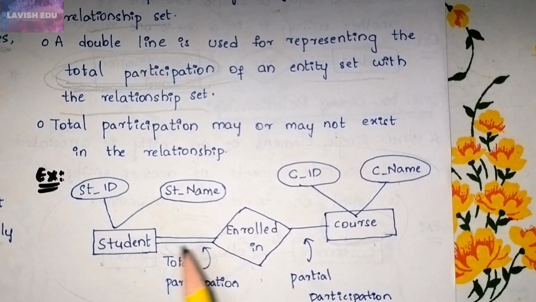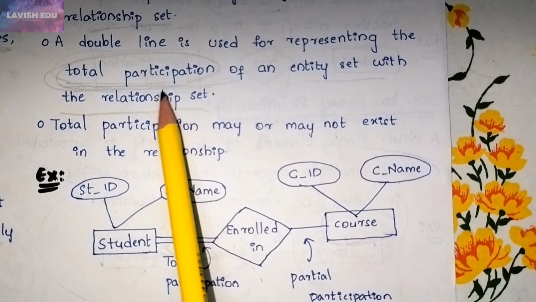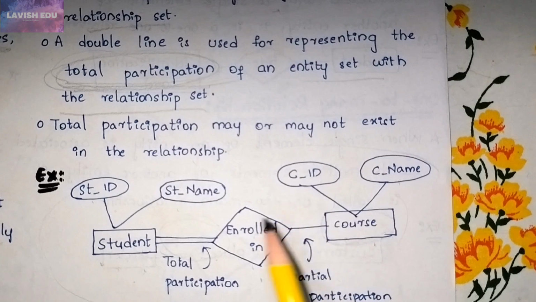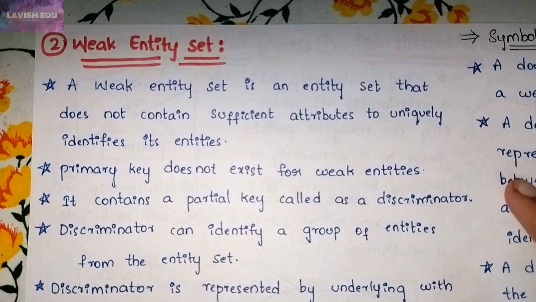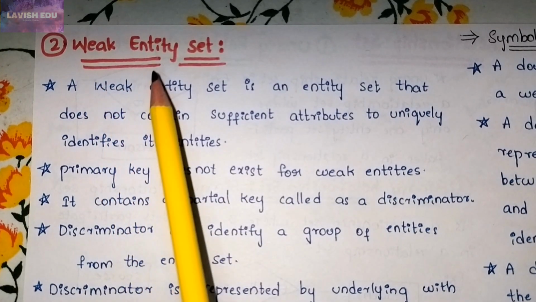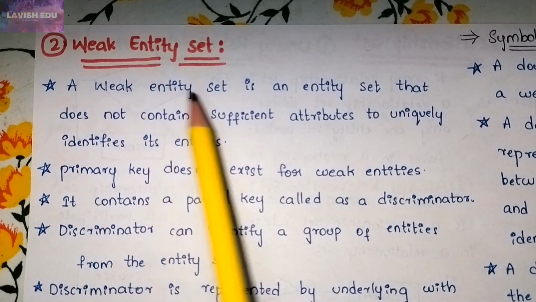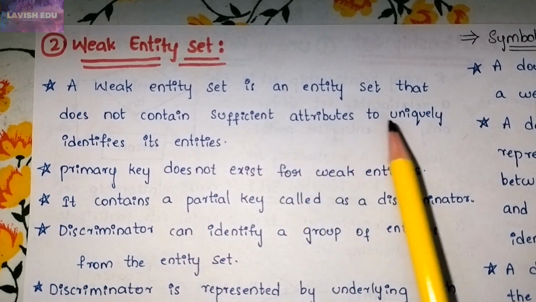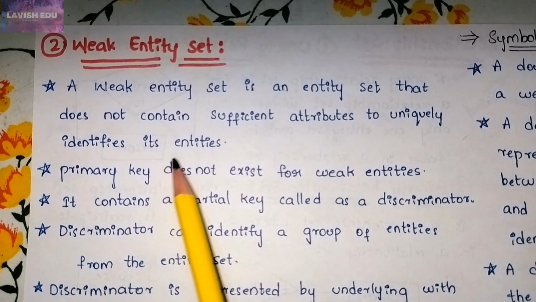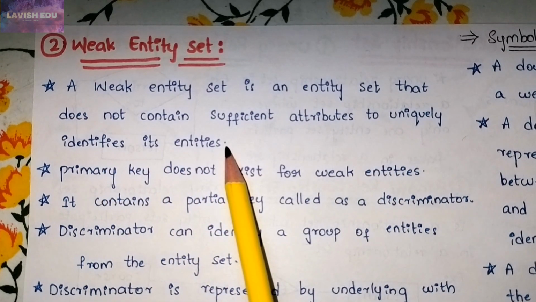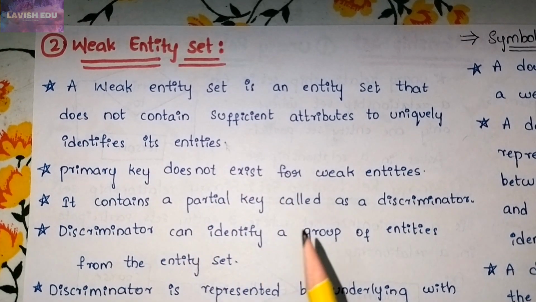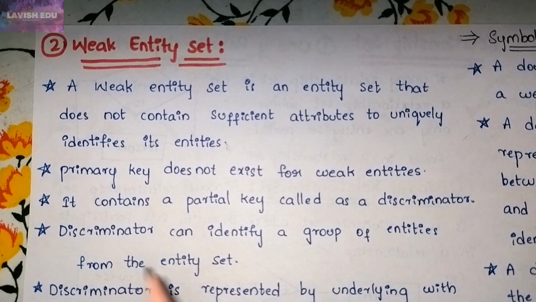In this way, we can represent the total participation as well as participation in the relationships in entity sets. Now we are going to see about weak entity sets. A weak entity set is an entity set that doesn't contain sufficient attributes to uniquely identify its entities. As we have already discussed in entities, weak entities are the ones which won't identify the relation uniquely.